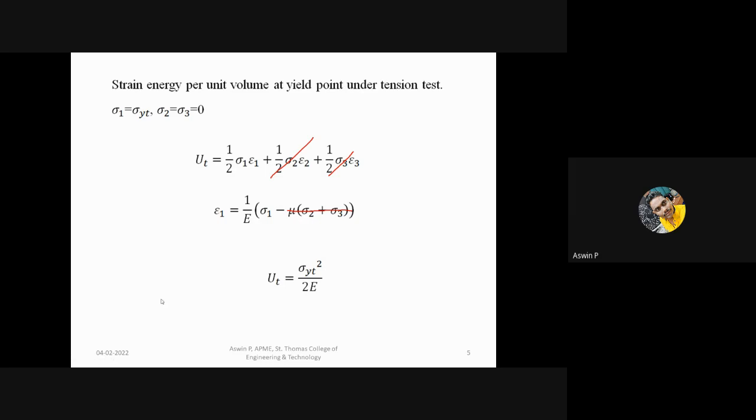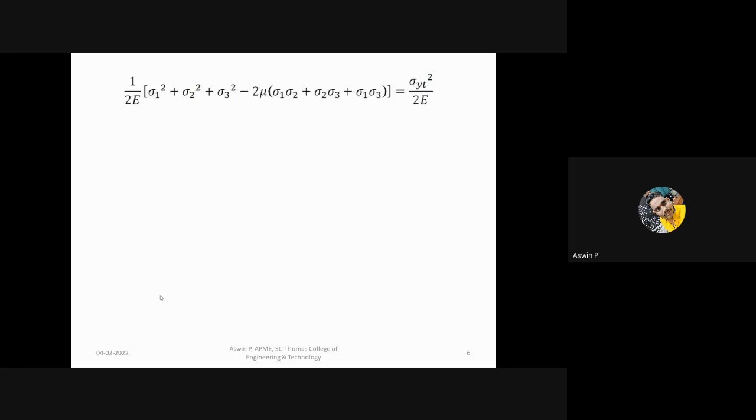You can equate both these equations and get 1 by 2E into sigma 1 square plus sigma 2 square plus sigma 3 square minus 2 mu into sigma 1 sigma 2 plus sigma 2 sigma 3 plus sigma 1 sigma 3 equal to sigma yt square by 2E. You can cancel both 2E from this side, or you can write it as the common equation, which is known as the triaxial maximum strain energy theory equation.